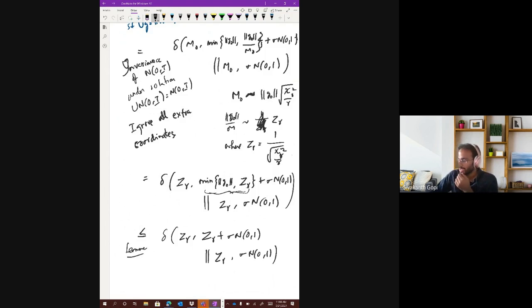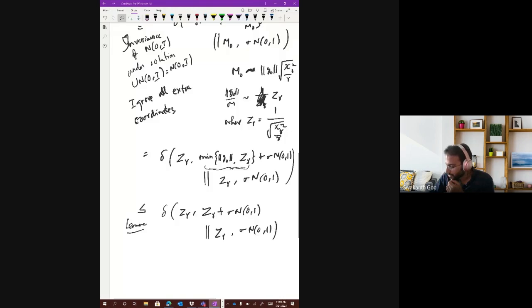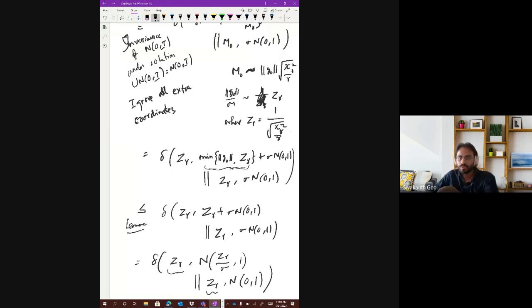And this is exactly what I claimed in the beginning, which is n sigma. After some scaling, this is what you get. So basically, you're telling the adversary this ZR random variable, what you sampled, and then either you sample a normal distribution, or you sample a normal distribution and shift it by ZR plus sigma, and you want the adversary to distinguish. Okay, so that's the privacy proof. Are there any questions?